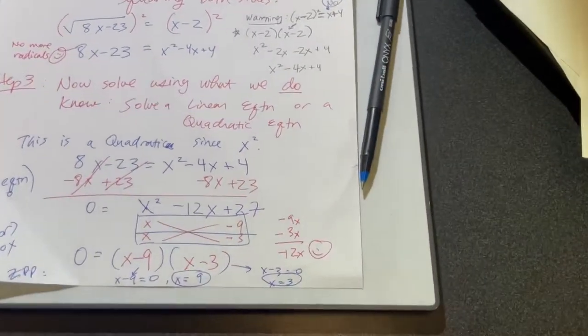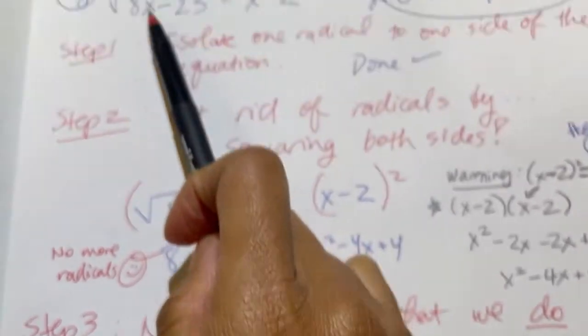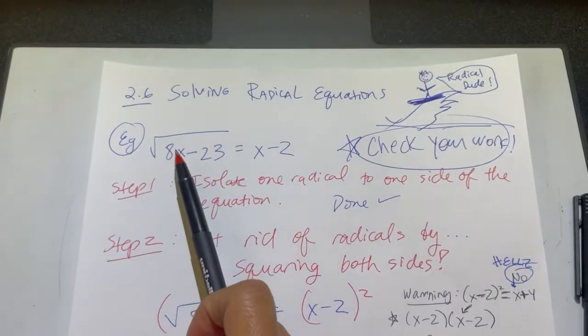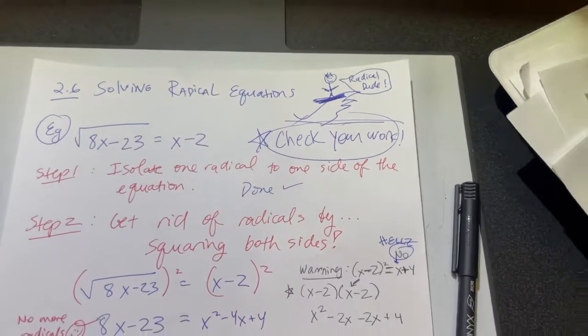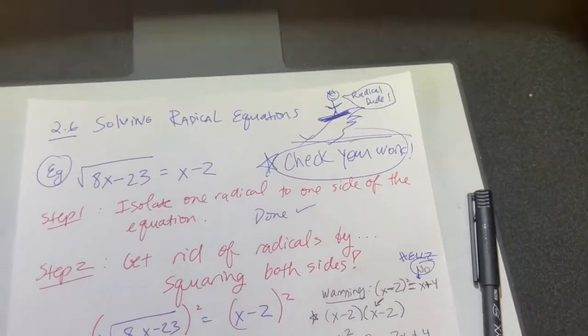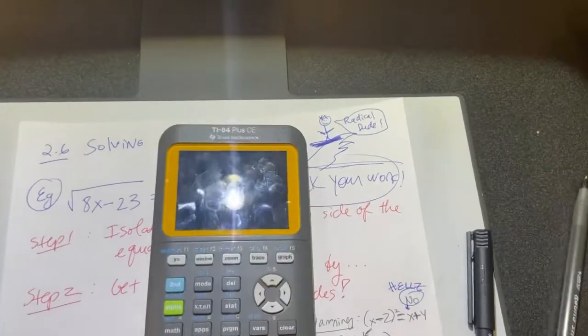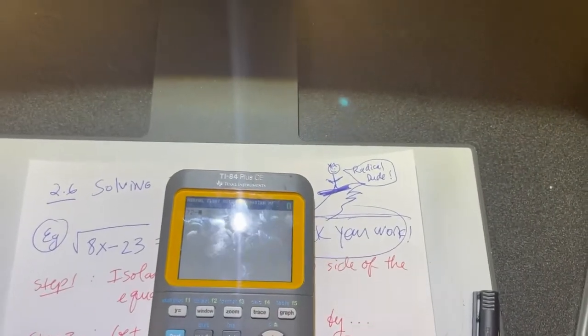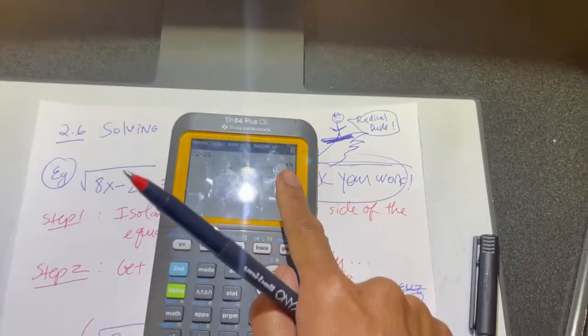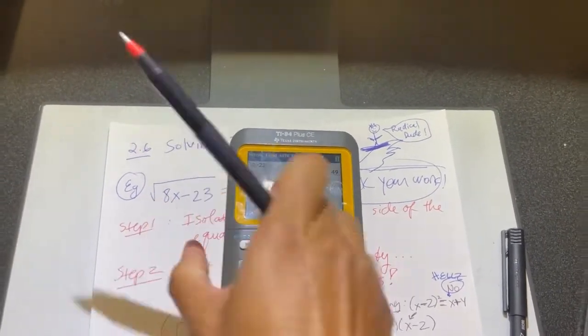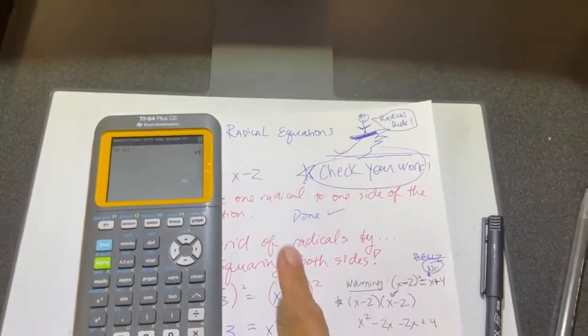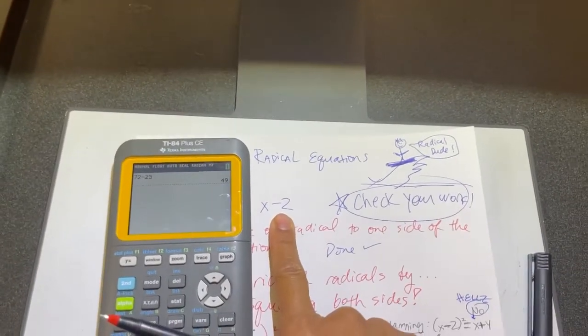So just for the sake of time, if you plug 9 in here, what's 9 times 8? What's 72 minus 23? 72 minus 23 is 49. And what's the square root of 49? 7. So the answer is 7 on the left. If I plug 9 into the right, it is 7.